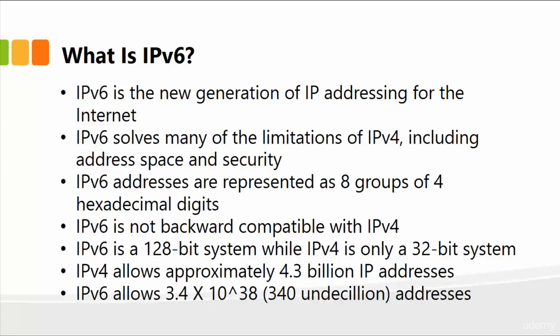The V6 version is a 128-bit stream, while the V4 version is only a 32-bit stream. So here you can see the power of IP version 6. IPv4 allows 4.3 billion IP addresses, while IP version 6 allows 340 undecillion addresses, so it's huge.